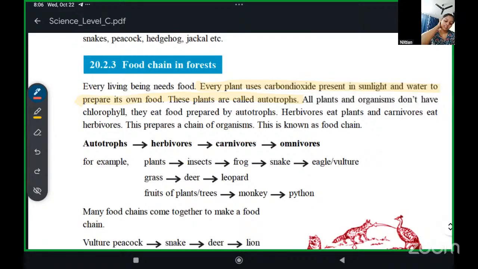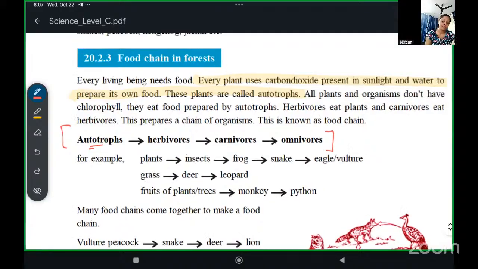This is the food chain pattern. First are autotrophs, those which prepare their own food. They are eaten by herbivores, the plant eaters. Herbivores are eaten by carnivores, the animal eaters. And carnivores are eaten by us, omnivores, those who eat both flesh and plants. So it starts with autotrophs and ends at omnivores. This is a food chain pattern.